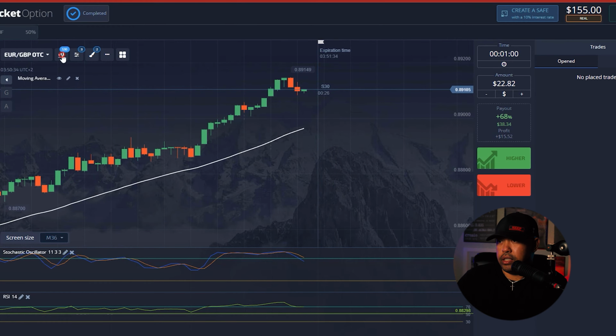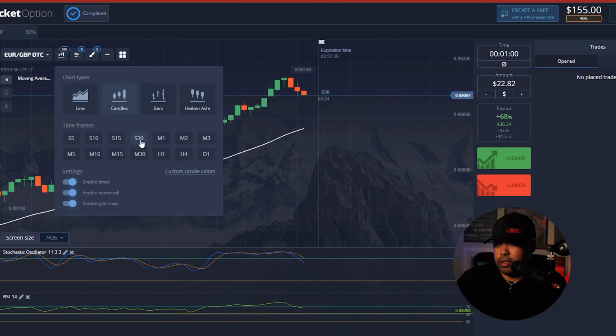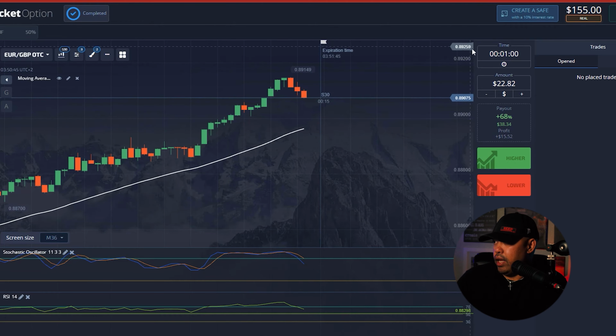The candlesticks is what we'll be using, and it will be under 30 seconds candlestick. So each candlestick is 30 seconds. Make sure all of these are checked. And the expiration time can vary between 1 minute and 2 minutes depending on the situation.